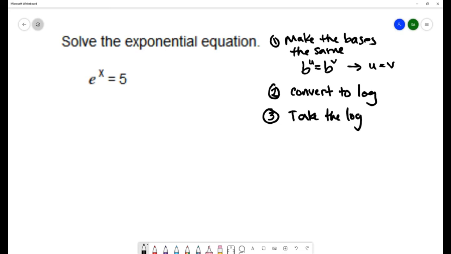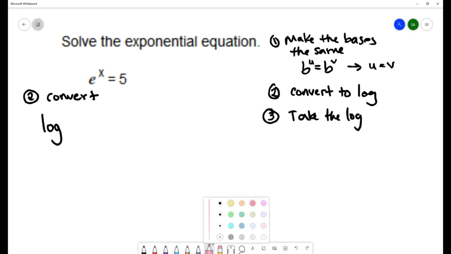So let's try the method of converting. If we convert, we want to write it as a logarithm. So we're going to write log. We're going to use the base of the exponential as the base of the logarithm. So that's going to be base e. The log always equals the exponent. So the exponent that is attached to this base is x. So that log is going to equal x.